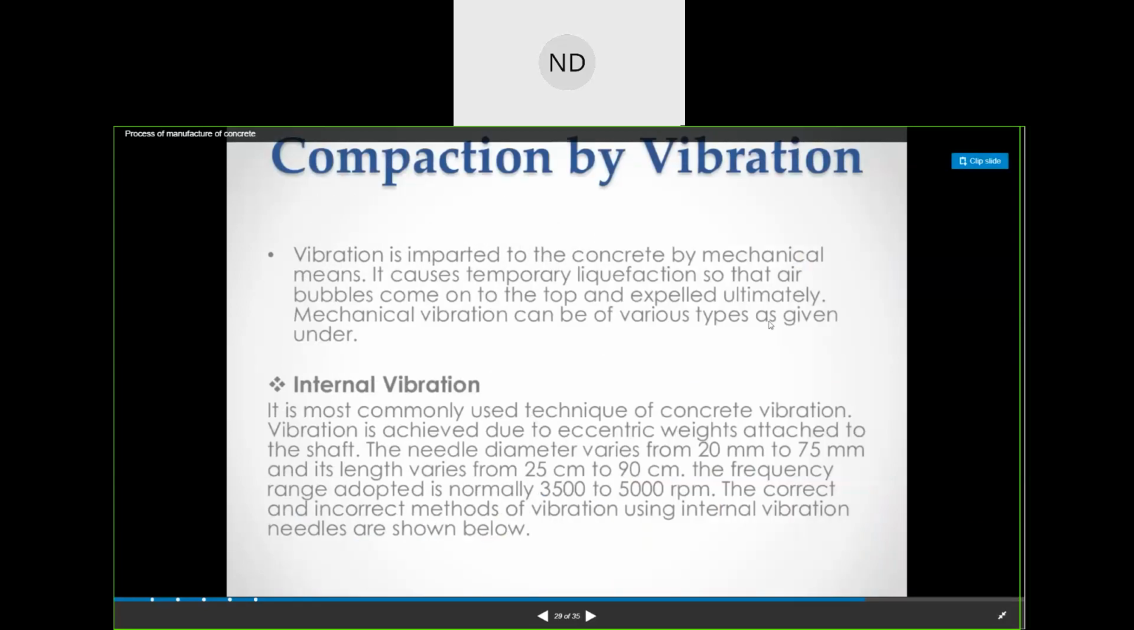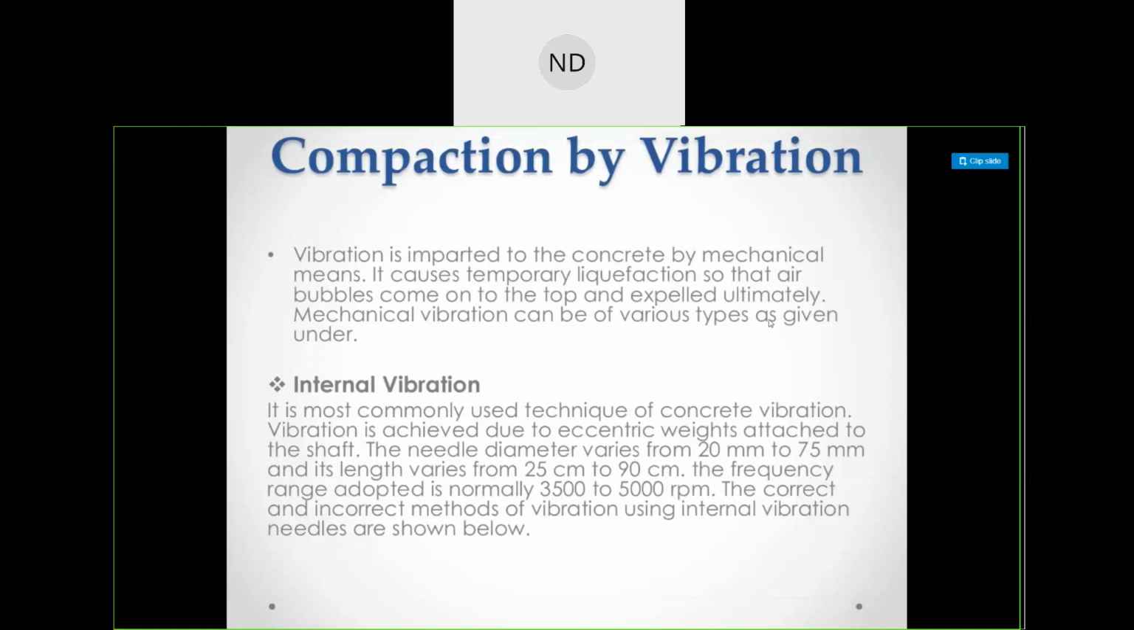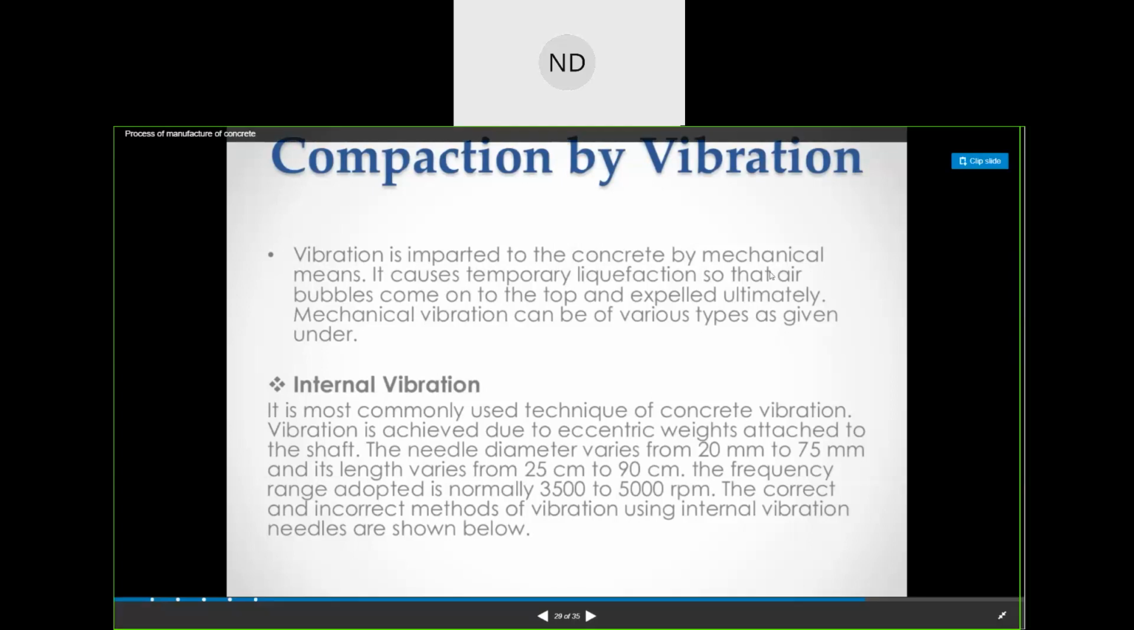Now, after the hand compaction, I said that for unimportant works or small construction works, we use that manual one. But what about the bigger ones? In that case we do the compaction by vibration. And what is that? Vibration is imparted to the concrete by mechanical means. It causes temporary liquefaction so that air bubbles come to the top and are ultimately expelled. Mechanical vibration can be of various types as given under.